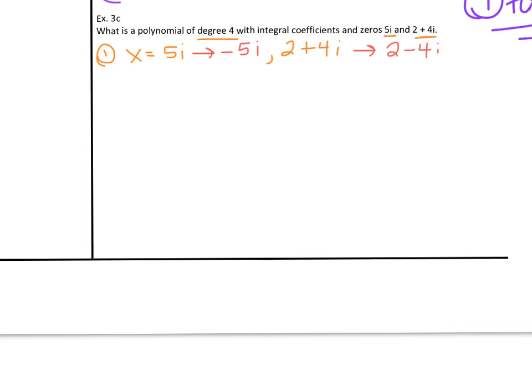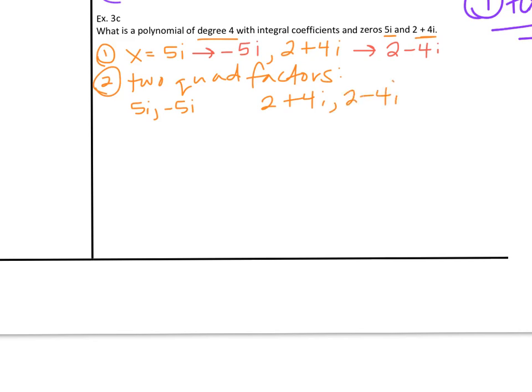Step 2, let's create our factors. Since we have 4 zeros, like we did up above, we're going to create 2 quadratic factors. And I encourage you to group the conjugates together. We'll do the positive and negative 5i, and then the 2 plus 4i and 2 minus 4i. Find the sum and the product of each. When you're done, press play and we'll see if we have a match.